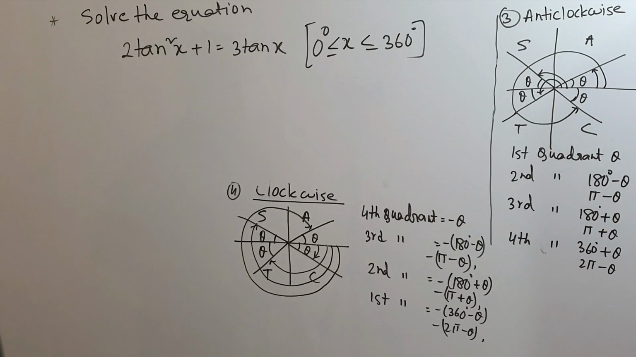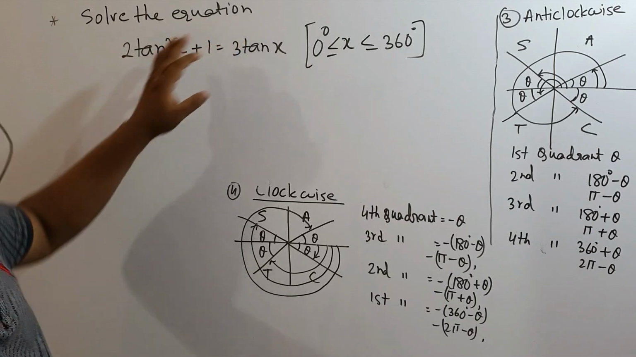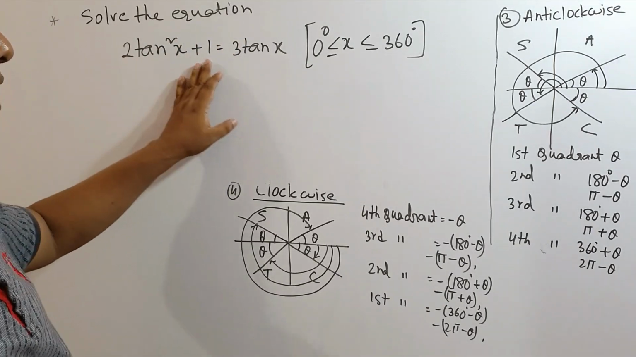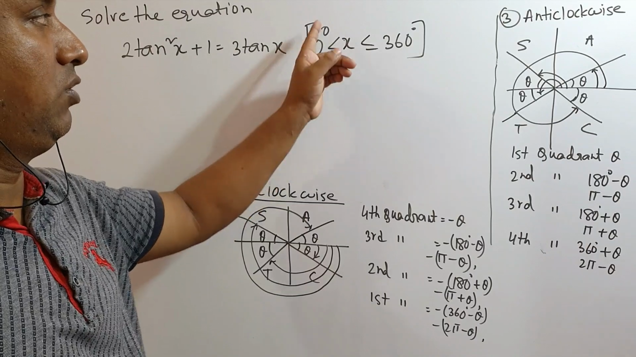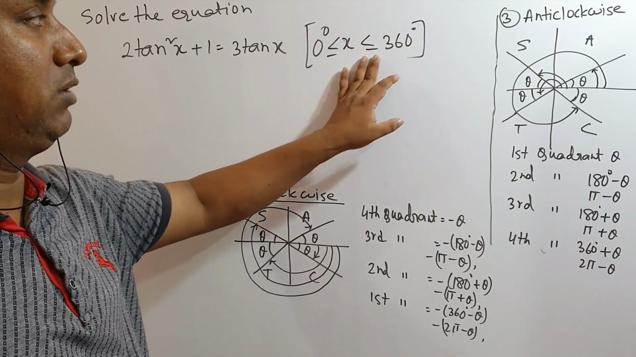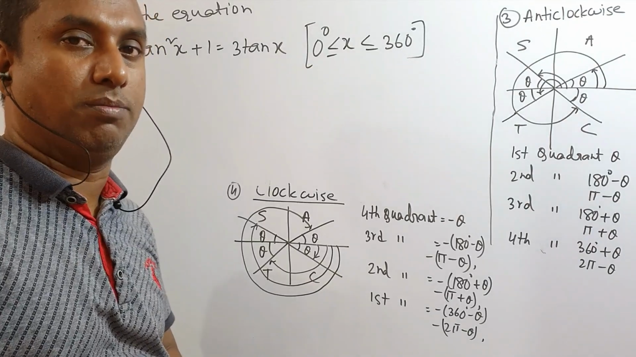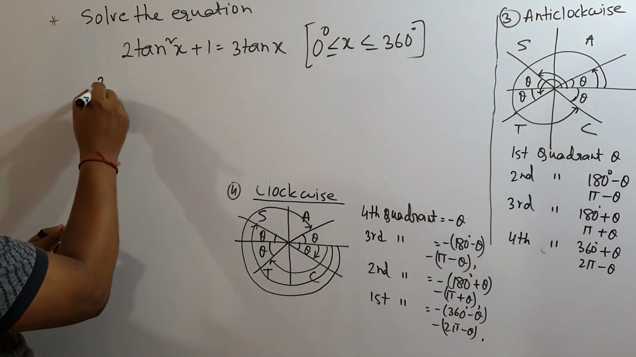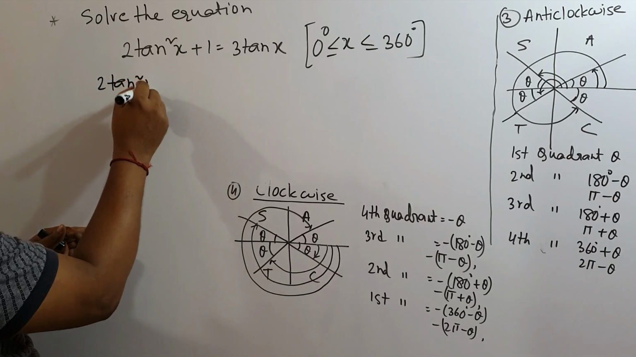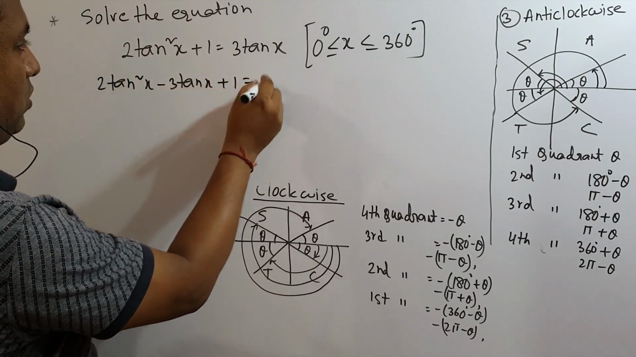Now see, the question can be like this: solve the equation 2 tan square x plus 1 equals 3 tan x, where x lies between 0 degree less than or equal to x less than or equal to 360 degree. We will solve it. In what way can we solve? We will take this to that side: 2 tan square x minus 3 tan x plus 1 equals 0.